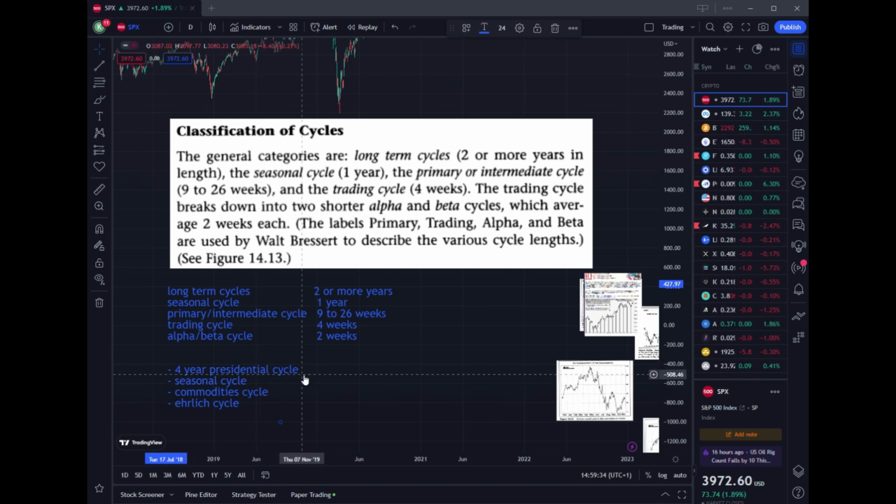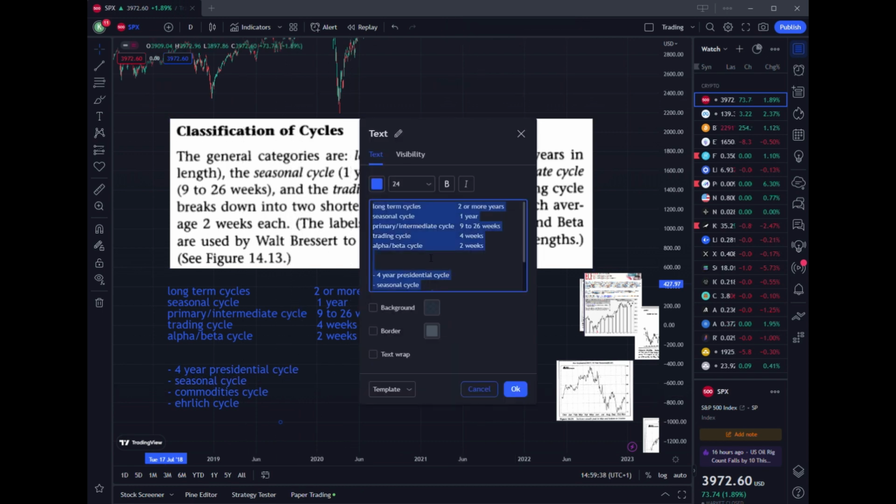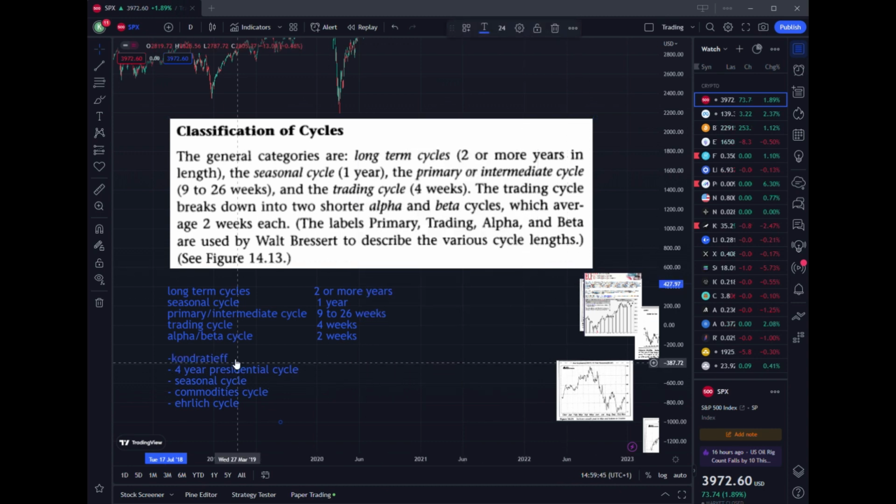Basically, the longest one is actually not on here, but you'll write it like this. It's the Kondratiev, I believe. But basically, this one is, I believe, 54 years based on the S&P, and I tried looking it up, and he just showed us some examples of the Kondratiev.